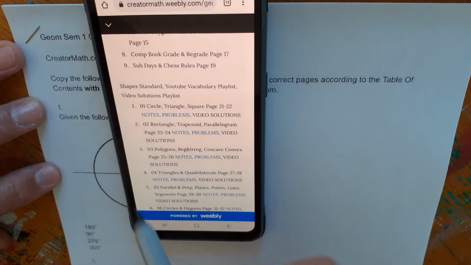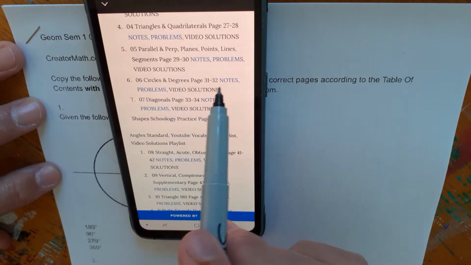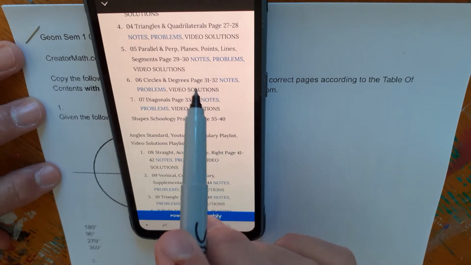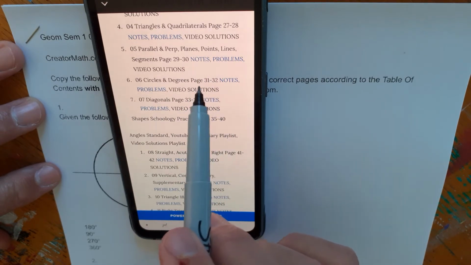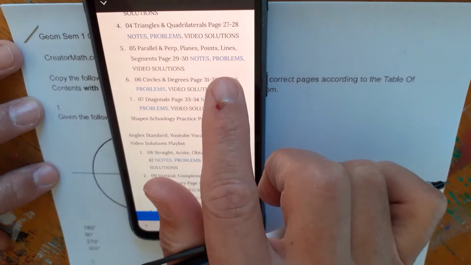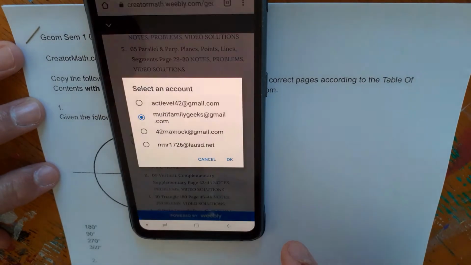So we go to shapes and then we go down to 6 right here, and it's got the same title, Circles and Degrees. It goes on this page of your comp book, the notes. Please don't use this video, but go back and find the original on the website to know what pages are accurate for your semester. By the time you watch this, it will be different. So click notes, and the video solution will be here too, but click notes for now.